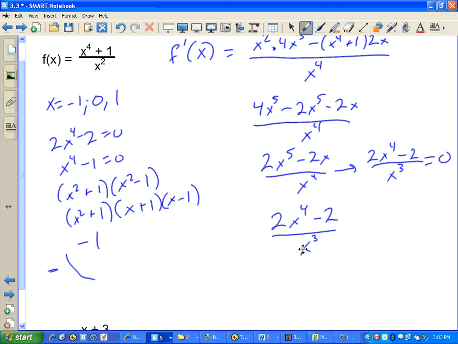So I'm going to have negative on top. Negative cubed is a negative, so I have negative over negative. So this is positive on the right, which means it's increasing. So -1 is a relative minimum.